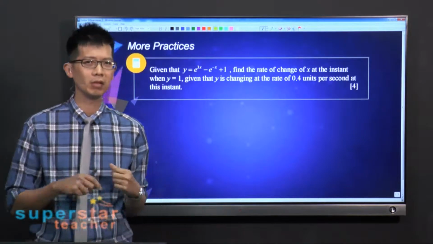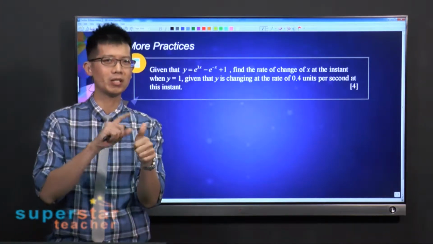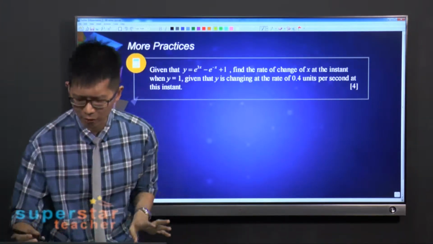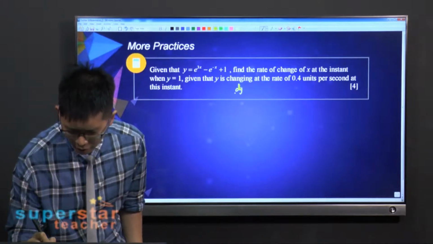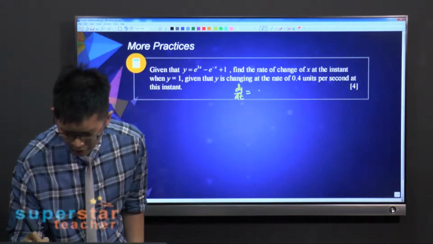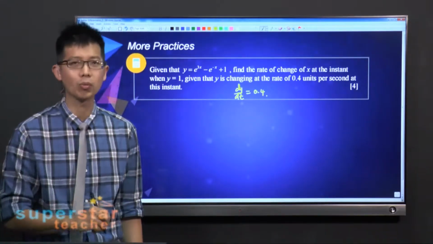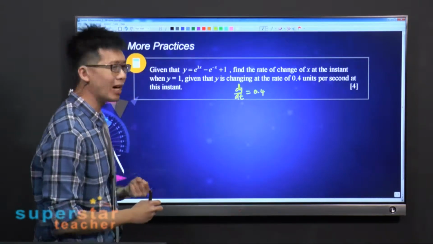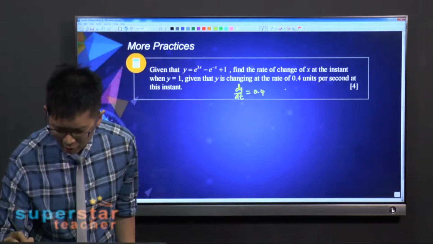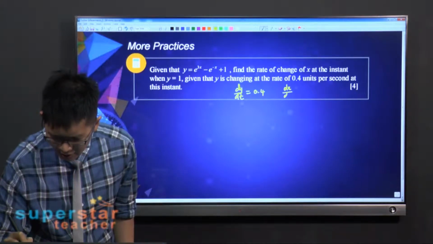So again, typical rate of change question: they give you a rate, they ask you to find another rate. Let's write down all the information that we know first. First, we know that dy/dt is 0.4. What we want will be dx/dt.